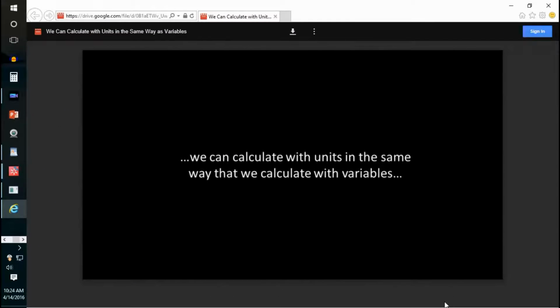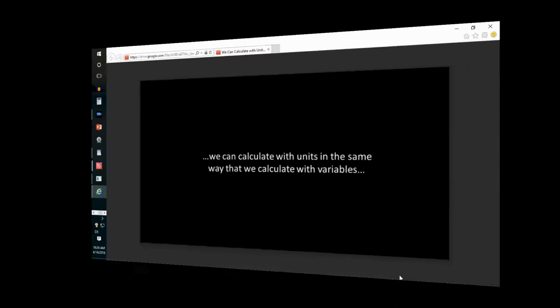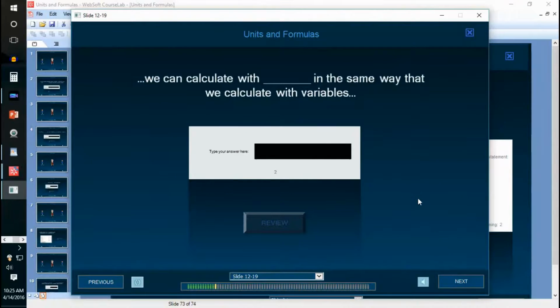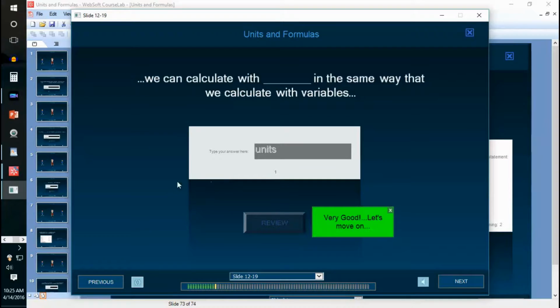The important point is we can calculate with units in the same way that we calculate with variables. Nice. We can calculate with units in the same way that we calculate with variables.